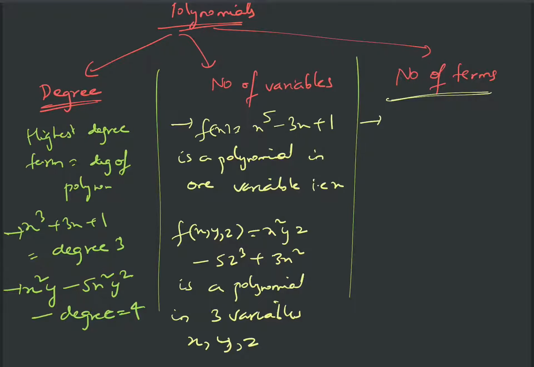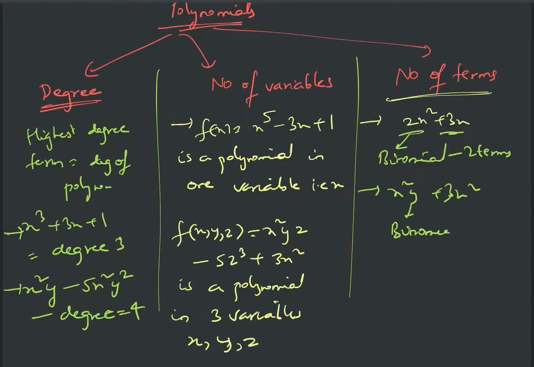And number of terms: say if I give you 2x square plus 3x, then there are two terms, right? So if there are two terms, this is called a binomial. Binomial means there are two terms. Even if I take x square y plus 3x square, still it is a binomial, because there are two terms only. x square y is one term and 3x square is another term. So this is still a binomial, right? If I have one term, then it is called a monomial. For example, just say 5x cube y. This is only one term, so this is a monomial.